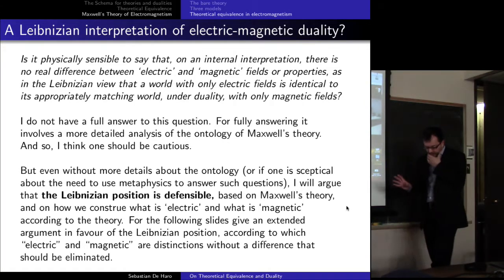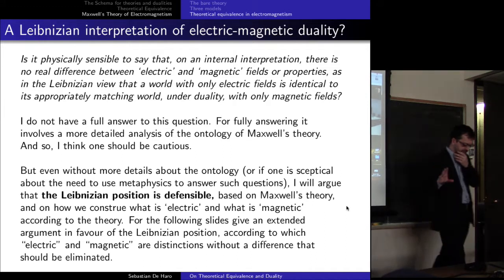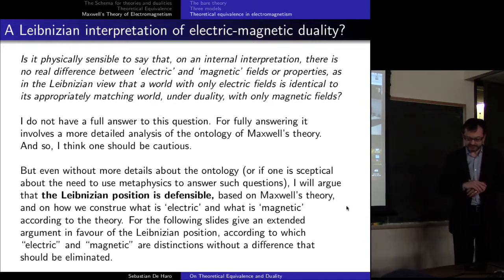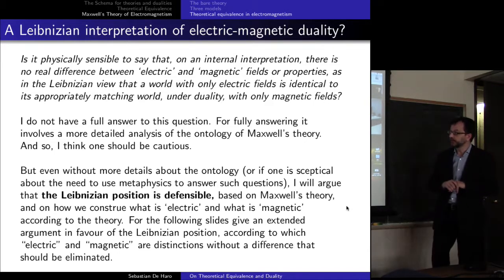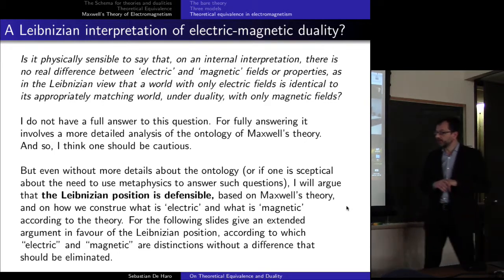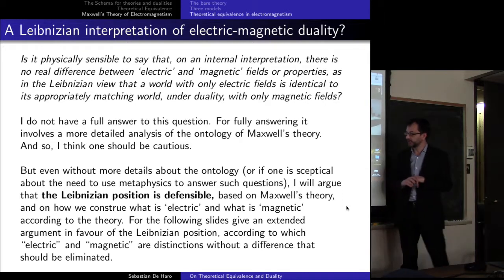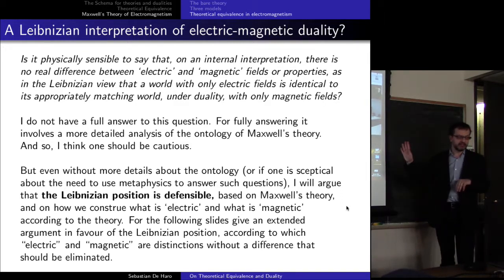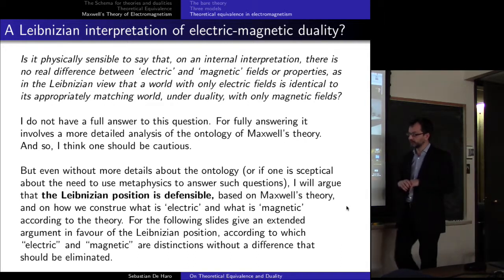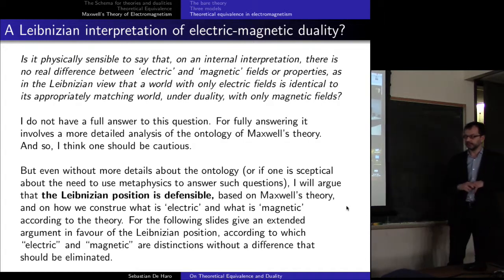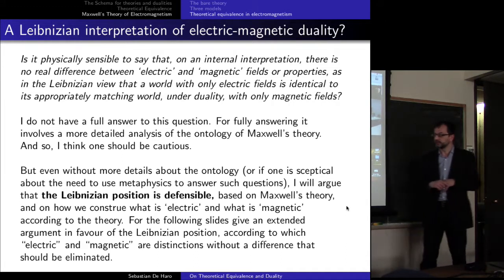Okay, now let me ask the following question. I have just suggested that I want to see whether I'm allowed to be a Leibnizian about electric and magnetic, and I've suggested that one might be able to do that on an internal interpretation. So let me ask, is it physically sensible to say that on an internal interpretation there is no real difference between electric and magnetic fields, as in the Leibnizian view that a world with only electric fields is identical to its appropriately matching world under the duality with only magnetic fields? Now, I should admit that I don't have a full answer to this question right now, for various reasons. One of the reasons is purely technical: I believe that in order to answer that question, you should go to the quantum case.